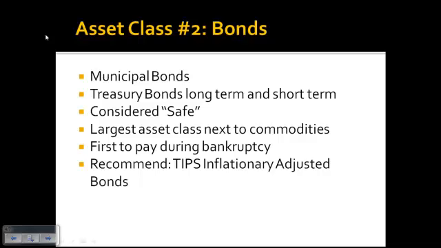I recommend just putting in TIPS inflation-adjusted bonds, unless you got some really high, nice yields going on, and people are just fleeing the bond market. Then you might want to rotate back into it.